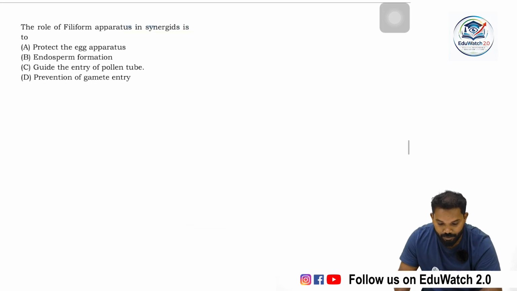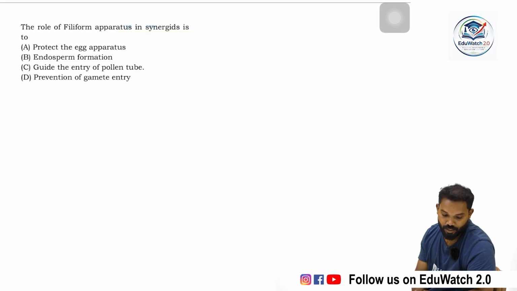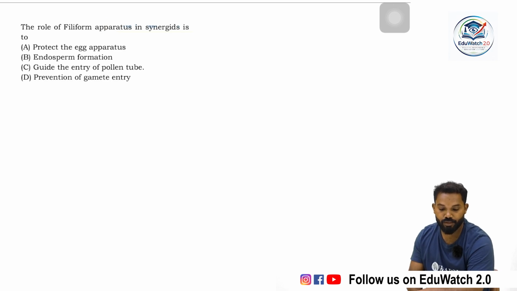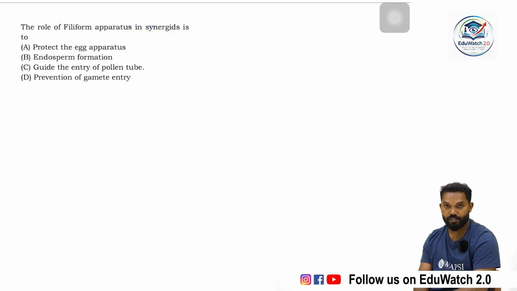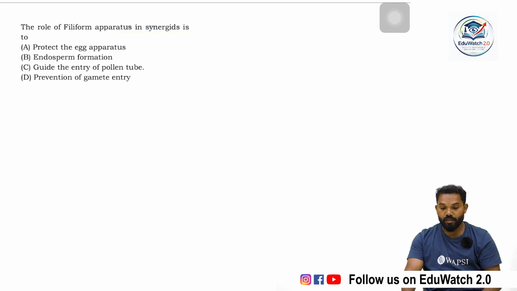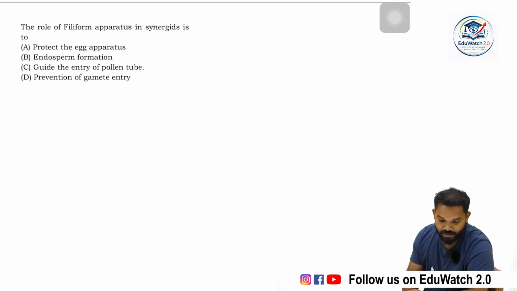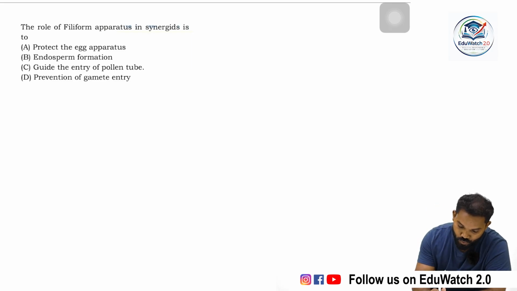This question is from the second year chapter, sexual reproduction in flowering plants. Here the question is, the role of filiform apparatus in synergid is. Filiform apparatus in synergid. So what is synergid? What is a filiform apparatus? This question is related to a structure known as the embryo sac.